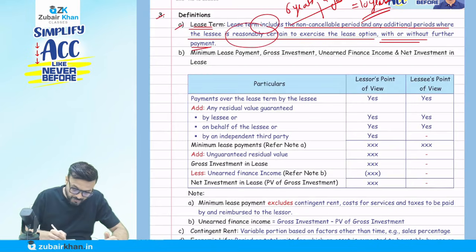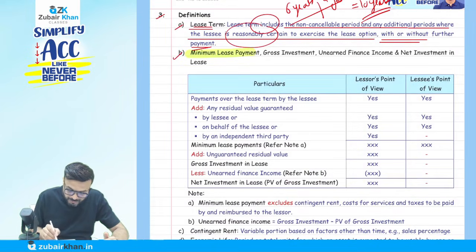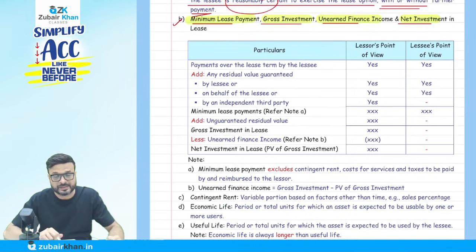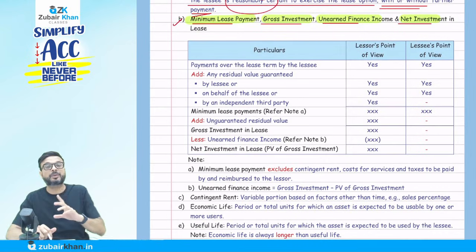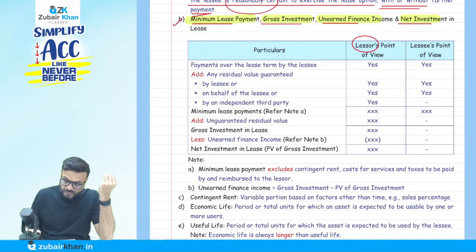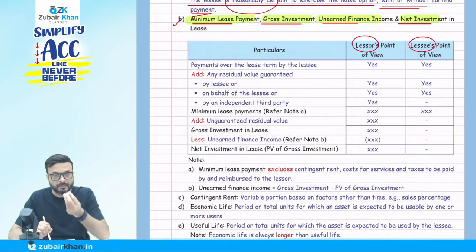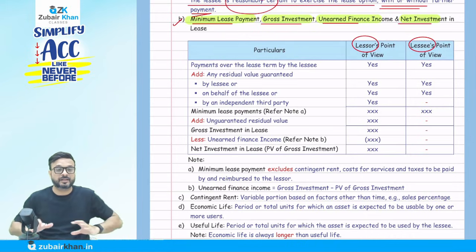Now, there are so many definitions I want to discuss with you: minimum lease payment, gross investment, unearned finance income, and net investment. So basically, we are discussing these 4 things now. First, what does minimum lease payment mean? It depends on whether we are talking from the lessor's point of view or the lessee's point of view, but this table will help you to understand the concept.